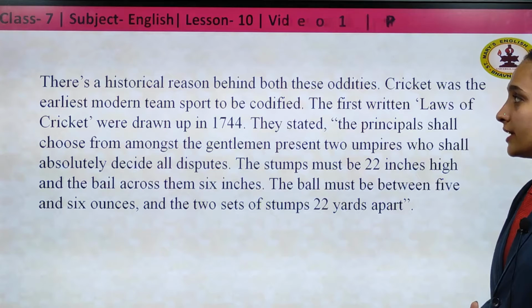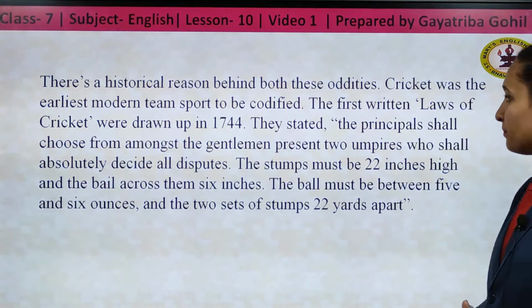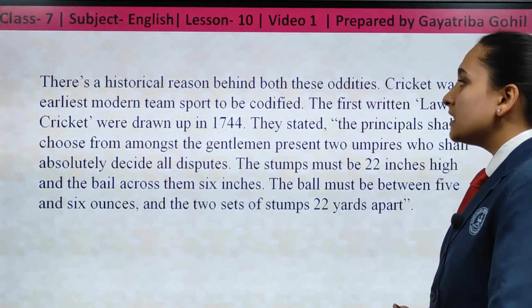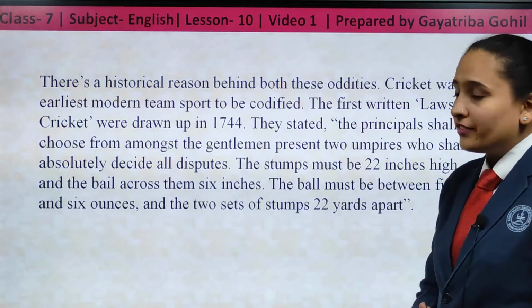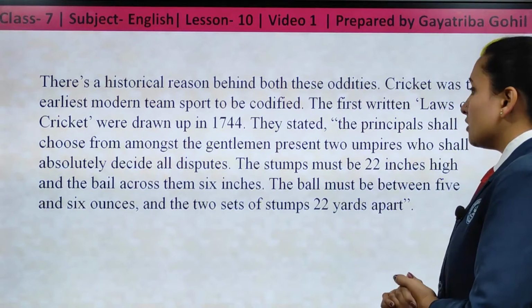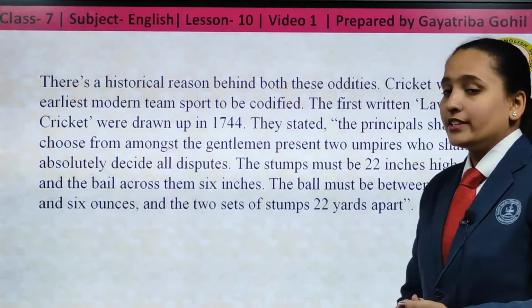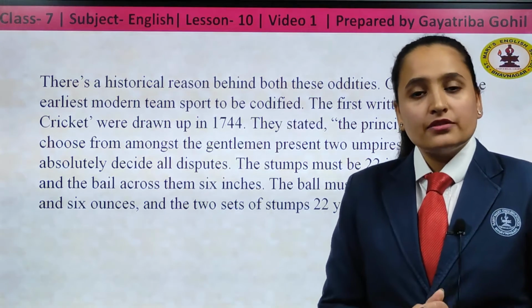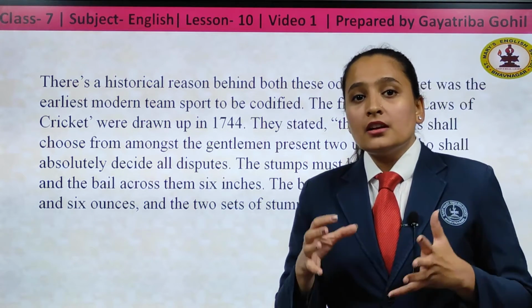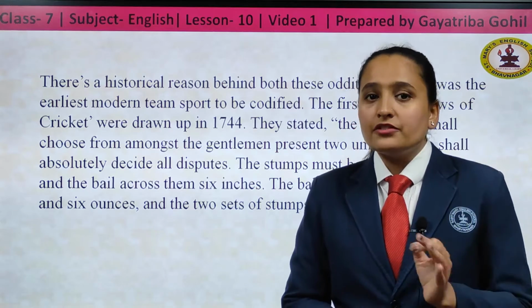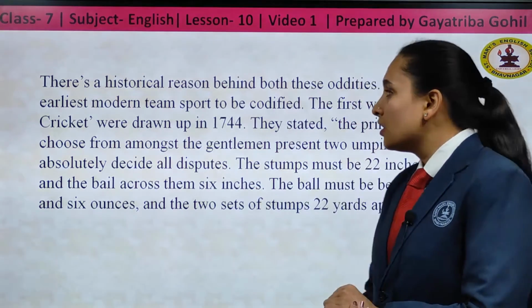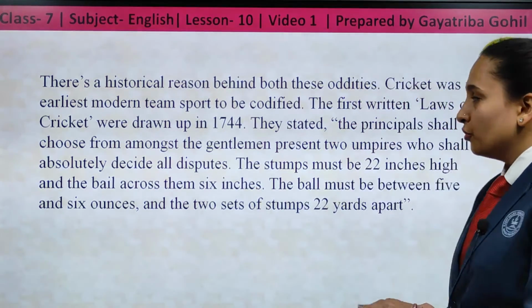There is a historical reason behind both these oddities. Cricket was the earliest modern team sport to be codified. The first written laws of cricket were drawn up in 1744. Cricket was the first sport to come up with proper laws, and the first time that the laws for cricket were written was in 1744.